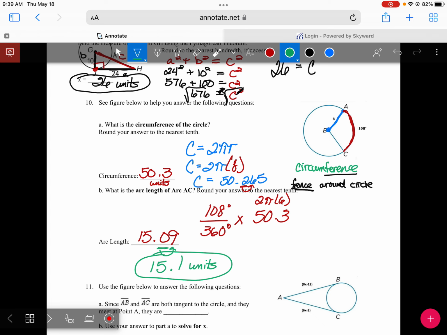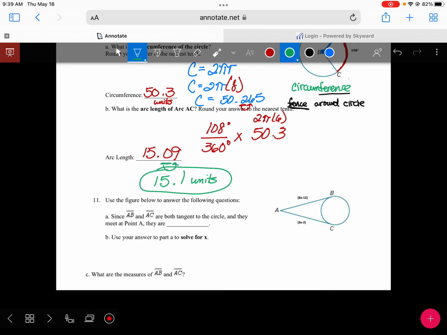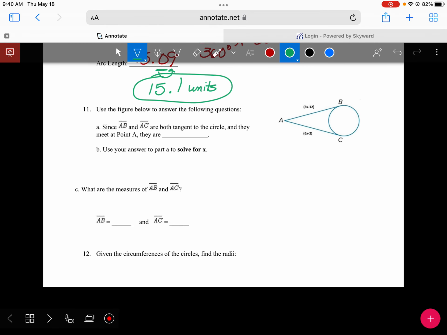Hey, question, should our arc length be less than our circumference? Yes, because it's only part of the circle. So that makes sense. That's just a quick little check. Any questions on 10? All right, let's do 11.